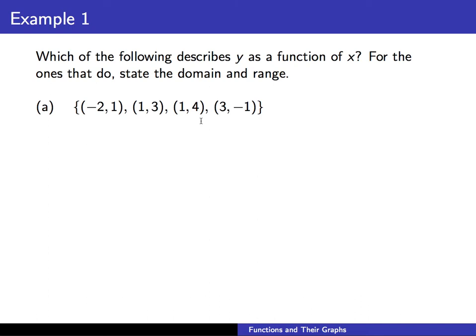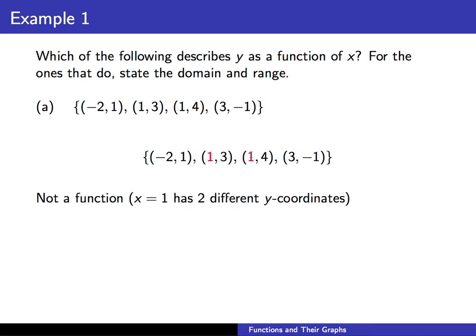So example 1, which of the following describes y as a function of x? For the ones that do, state their domain and range. So here we have (-2, 1), (1, 3), (1, 4), and (3, 1). Well, if we take a look, 1 is paired up with 3, but also 1 is paired up with 4. So here's an instance where you have an x value that has more than one y value. The 1 has a 3, the 1 also has a 4. So again, because we have a repeated x value here, it's not a function. So x equals 1 has two different y-coordinates. One of them's 3, the other's 4.